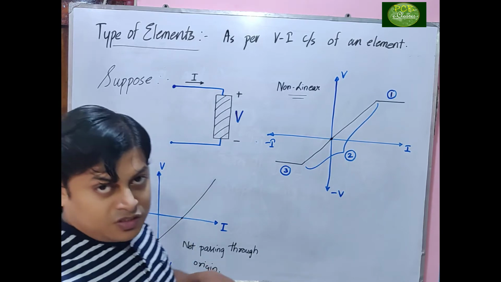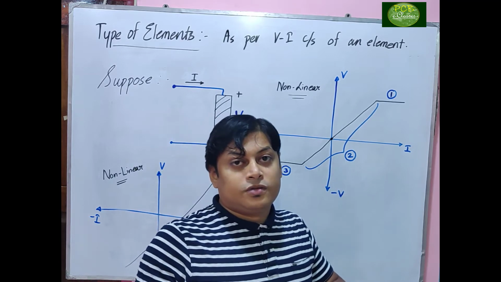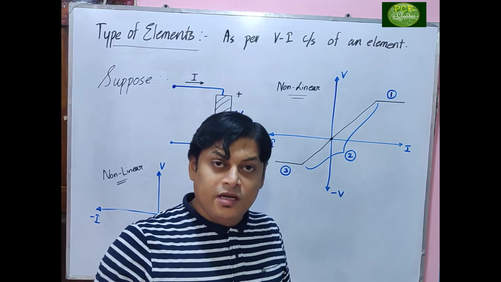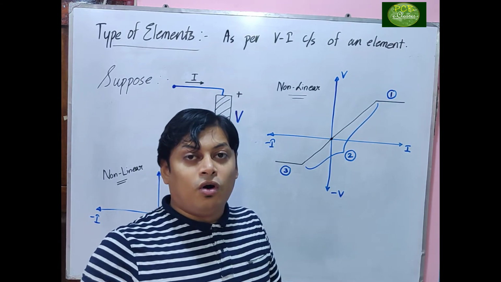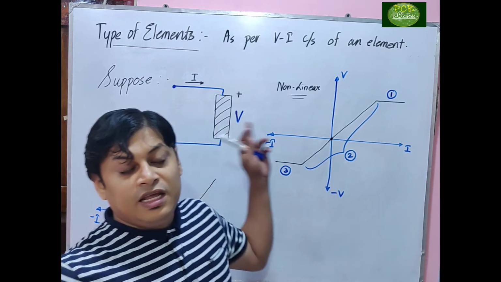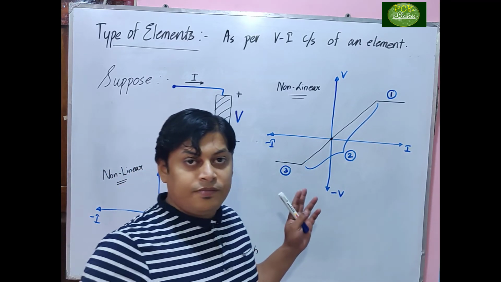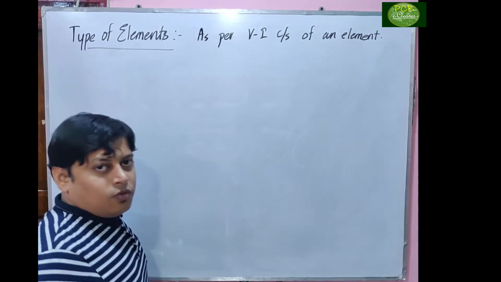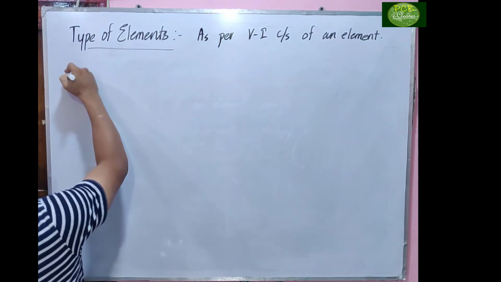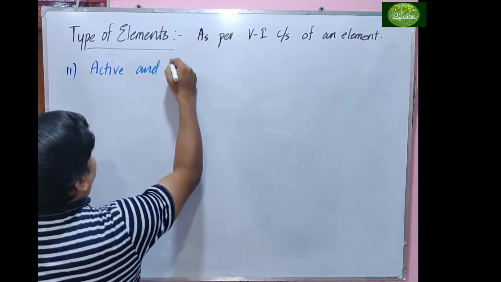Clear? This is all about the linear and the non-linear. If it follows a single straight line equation, passes through origin, and the slope remains same for all time, then only we will say that that particular element is linear, else it will be non-linear. Clear? Now let us see active element and the passive element. This is the second one. Active and passive.